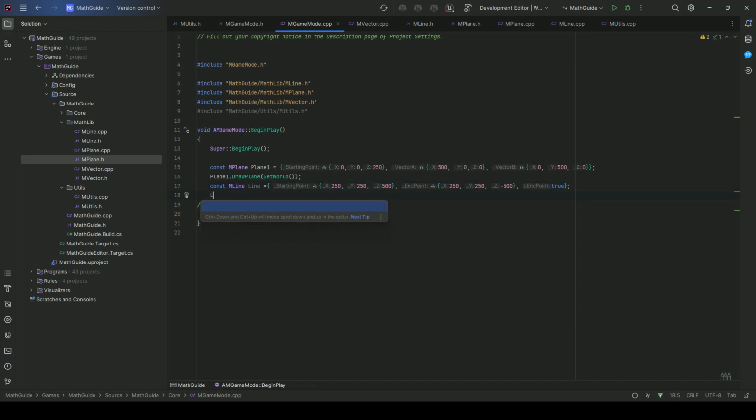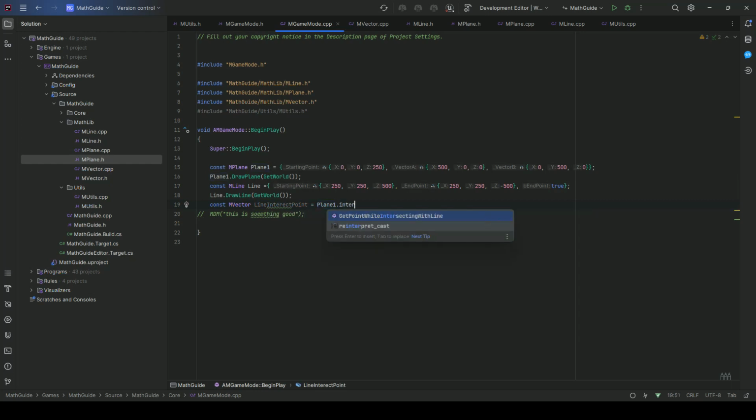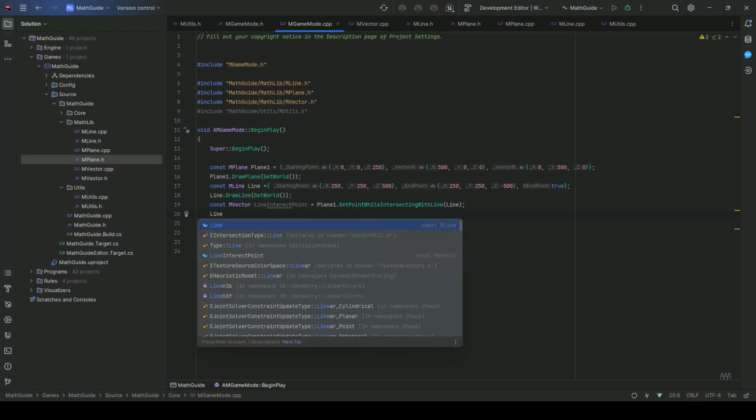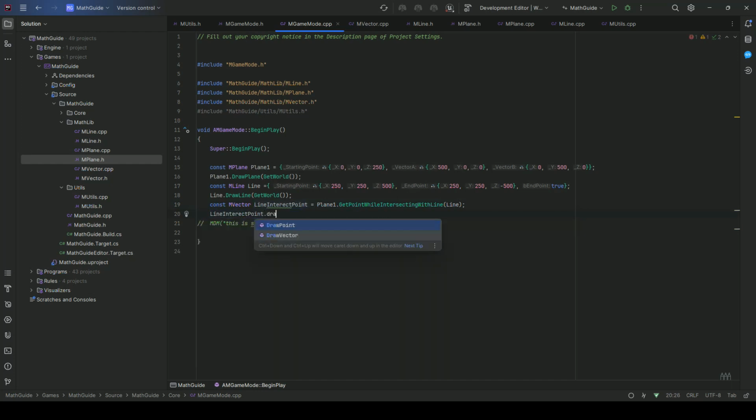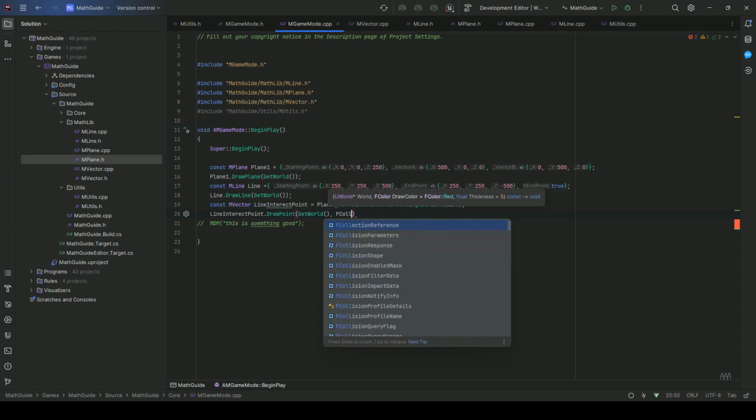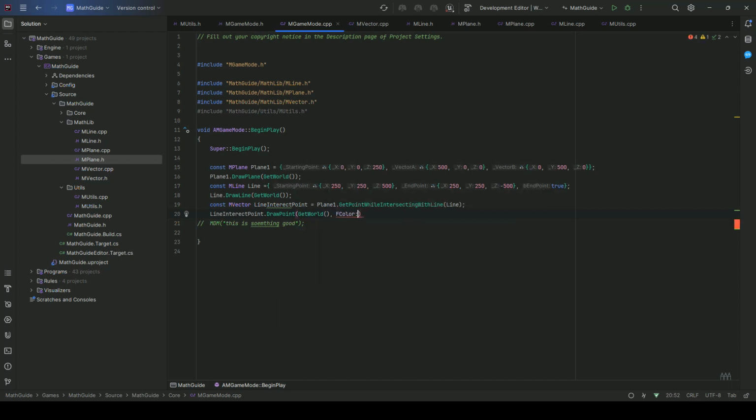This is the line. I will also draw the line. So draw line, get world, and let's do const vector line intersect point is equal to plane 1 dot intersect, and this will be the line, and we will draw this. So line intersect dot draw point, and we will draw with some new color, maybe green or something, so it won't collide with others. F color green.